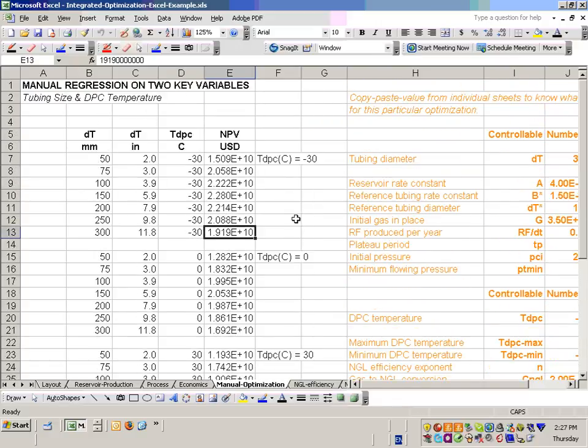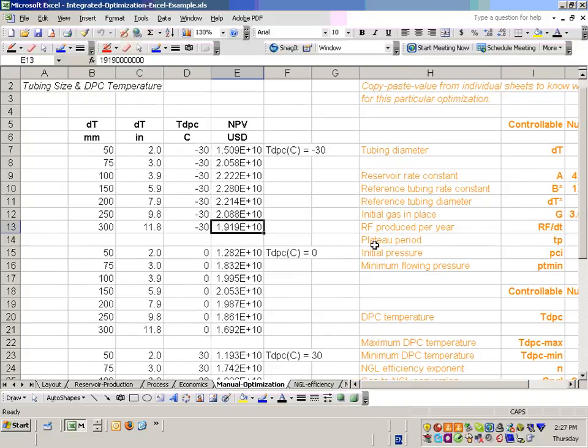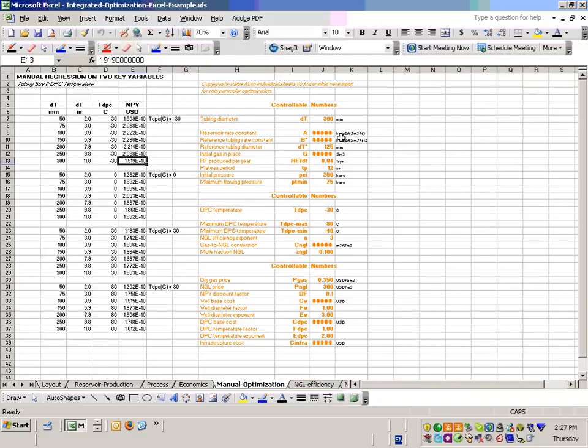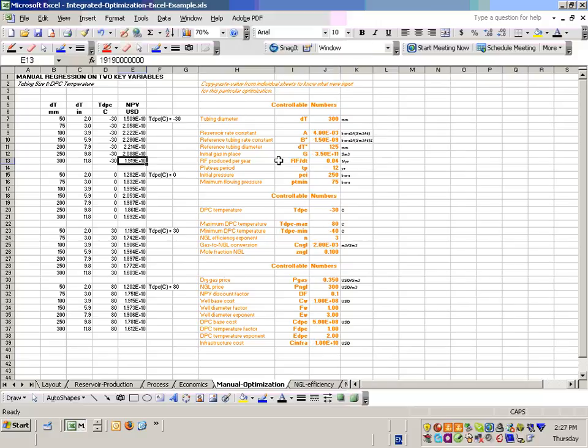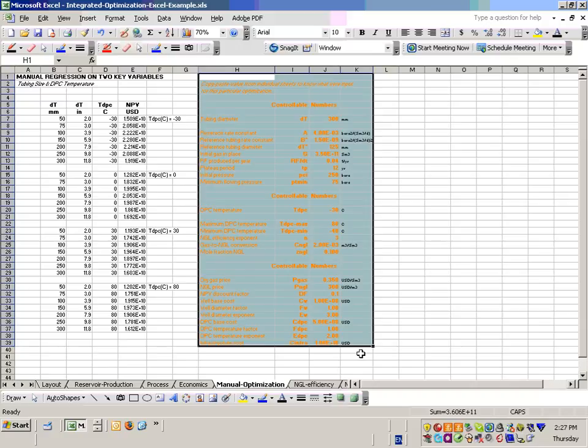And then what I did is I copied these red cells, copy and paste special value, so I could come back and say, this is my set of assumptions for these manual optimizations. Because I end up changing some number, and these results won't be valid. You have to document what you're doing. There's so many things you can change.